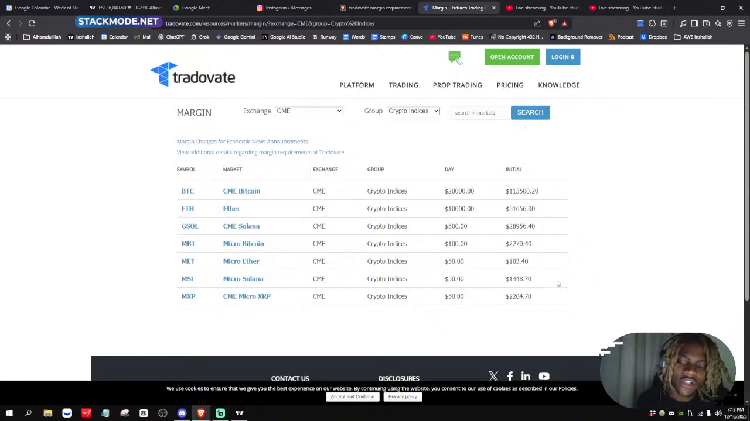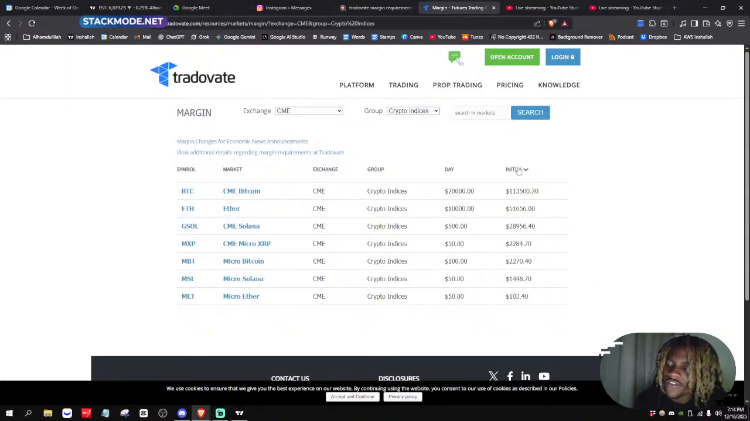You're going to be able to trade crypto futures. Crypto futures are going to have their own price. So every single futures contract is going to have its own price. So the day margin is the amount of money needed in order to open the trade, but you'll have to close the trade by 5 p.m. Eastern time. Because you can open the trade after 5 p.m. Eastern time, but it can't be held overnight unless you have that initial margin.